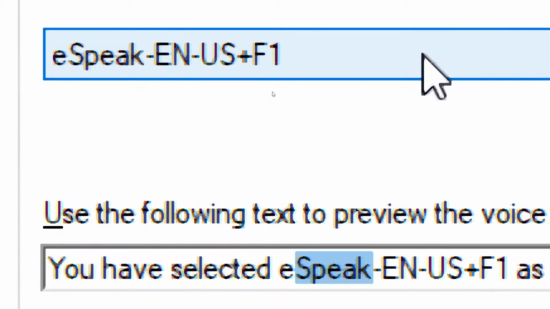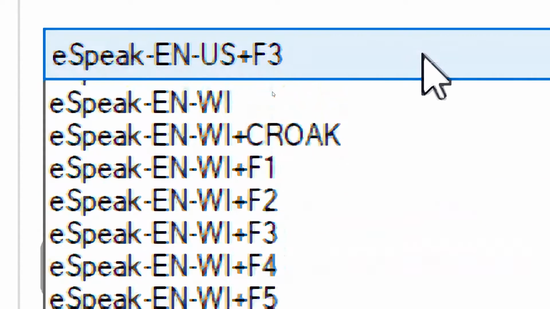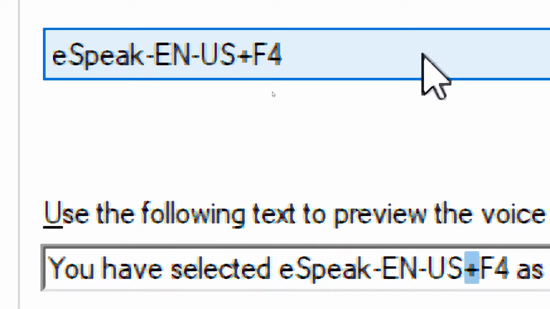You have selected eSpeak ENUS plus F1 as the computer's default voice. You have selected eSpeak ENUS plus F2 as the computer's default voice. You have selected eSpeak ENUS plus F3 as the computer's default voice. You have selected eSpeak ENUS plus F4 as the computer's default voice. You have selected eSpeak ENUS plus F5 as the computer's default voice.